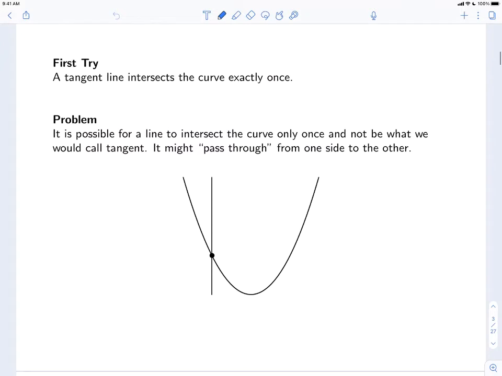Our first try might just simply be that a tangent line is a line that intersects the curve exactly once. The problem with this is that it is possible for a line to intersect a curve only once, but not be what we would call a tangent. It might pass through from one side to the other. Here's a parabola, and you can see that there's a line passing through that intersects it only once, but we wouldn't think of that as a tangent line.